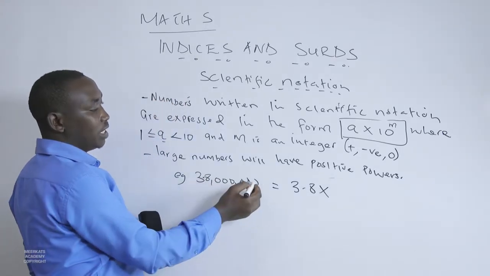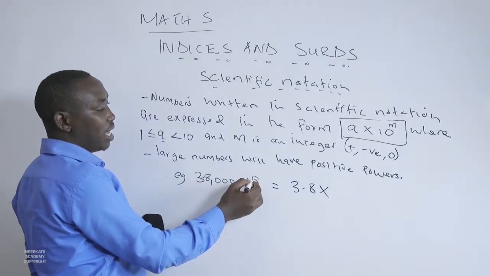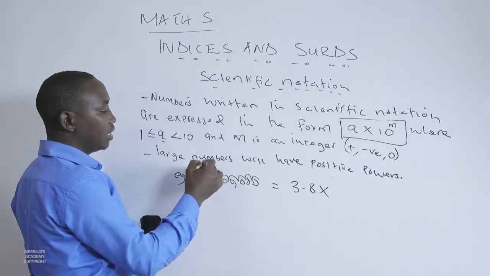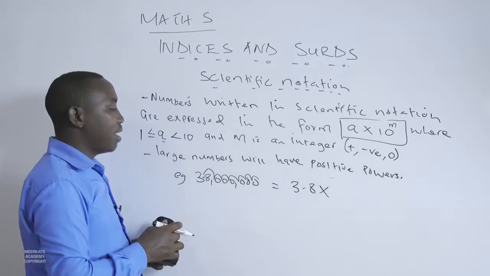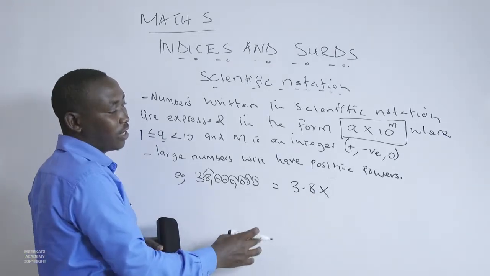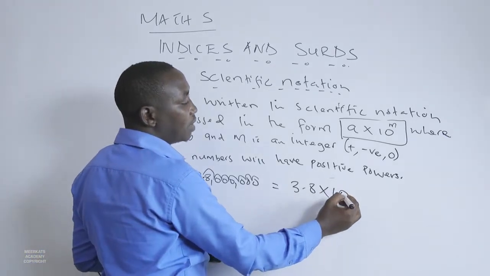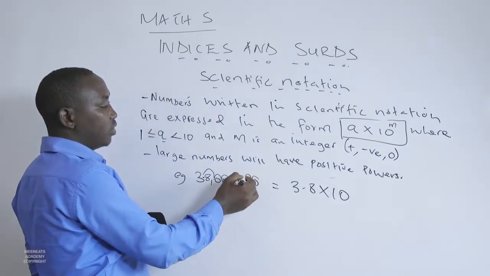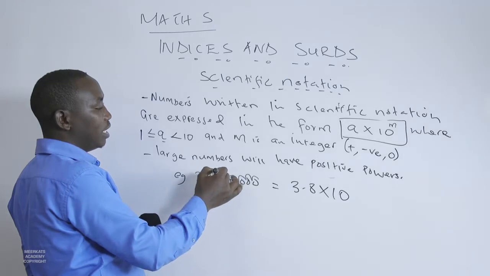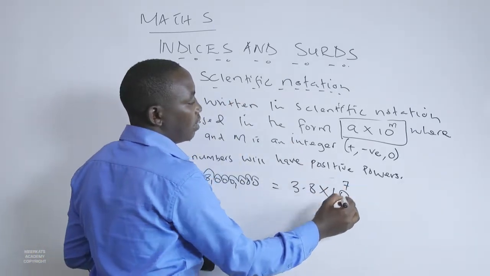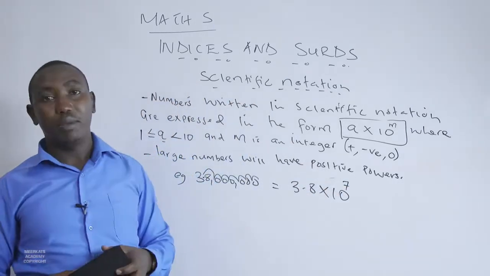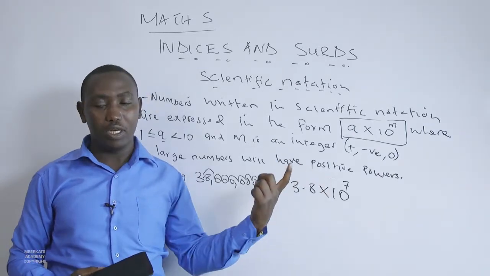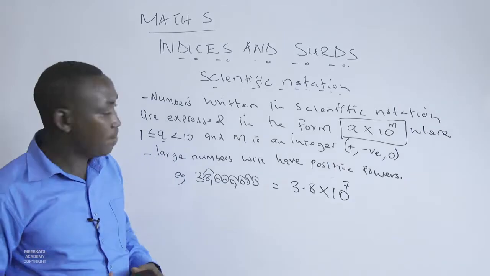Now for you to have reached here, you needed to have gone back how many times? 1, 2, 3, 4, 5, 6, 7. So you can say that scientifically this is 3.8 times 10. Your M will now be positive what? 1, 2, 3, 4, 5, 6, 7. 3.8 times 10 raised to 7. So you see you have simplified or reduced the size of your number.